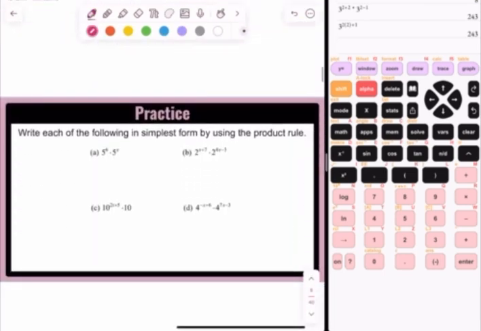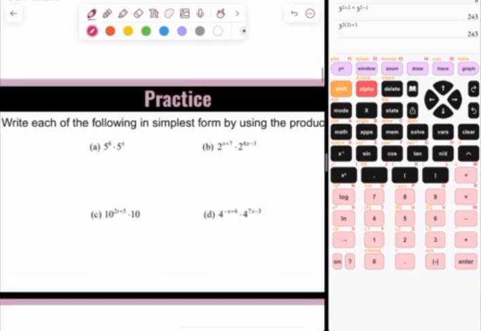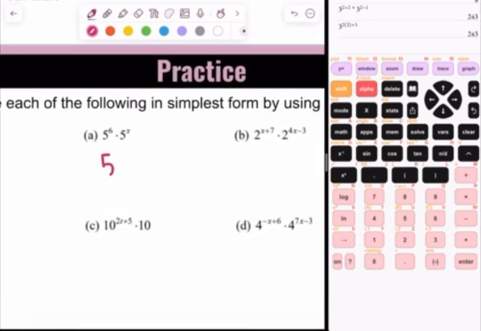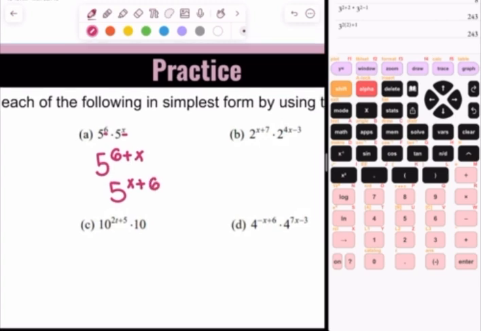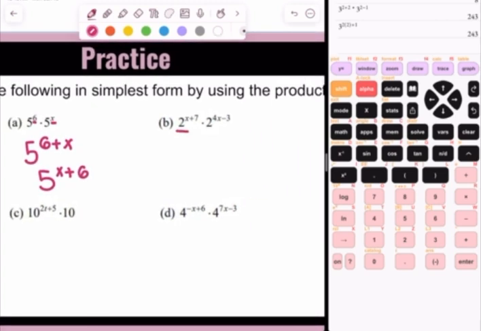Practice writing each of these in simplest form by using the product rule. All right, keep the base, and then 6 plus 5x is just going to be 6 plus 5x. Or I could write it as 5x plus 6. Either of these are correct. All right, this next one, I'm going to keep my base of 2 the same, and then I'm going to be adding x plus 7 plus 4x minus 3. So x plus 4x is 5x, and 7 plus negative 3, or 7 minus 3, is 4.